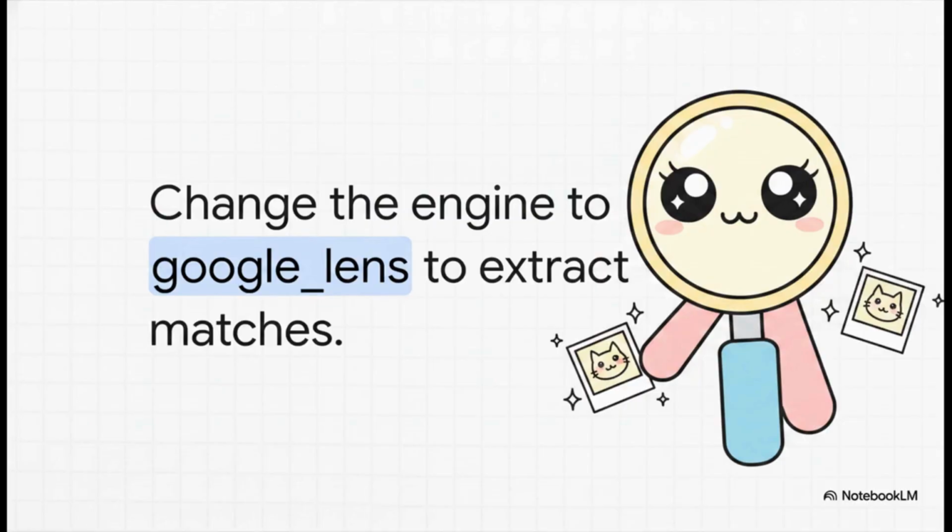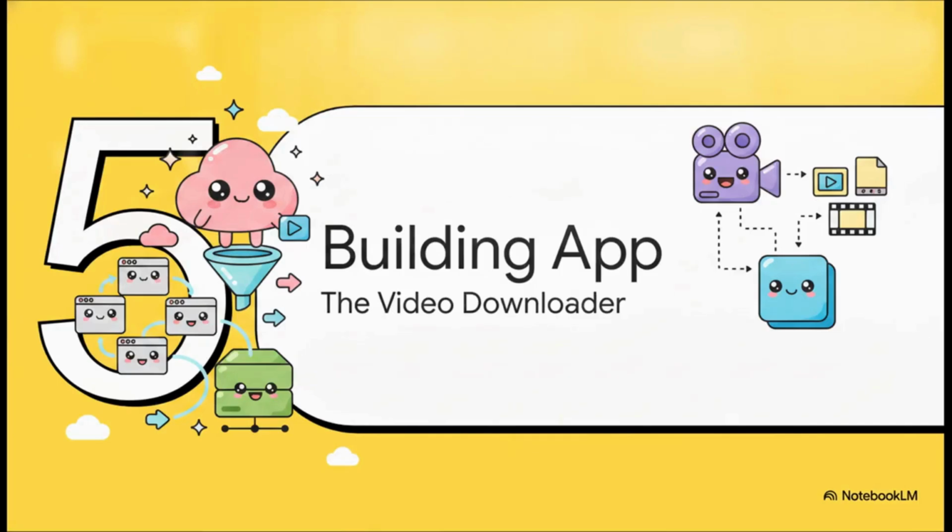Change that engine parameter to Google Lens, and instead of typing a text query, you just pass it an image URL. Our source uses a photo of Danny DeVito as a super fun example. The API will perform a full reverse image search and hand you back an array of exact visual matches from across the entire internet. You are practically building an image recognition scraper with just a handful of configuration lines. No joke.